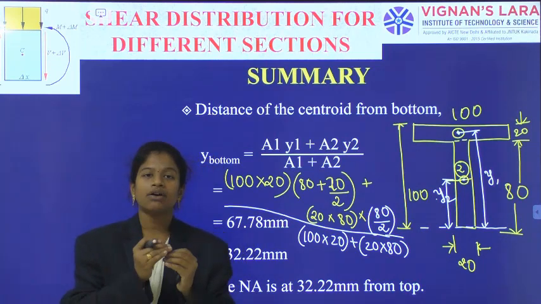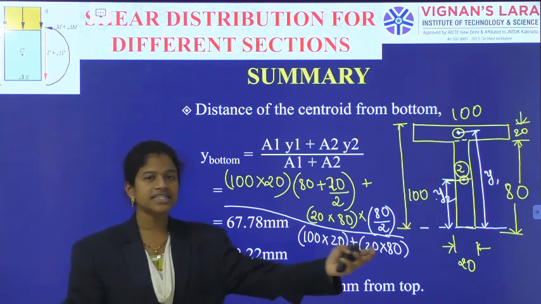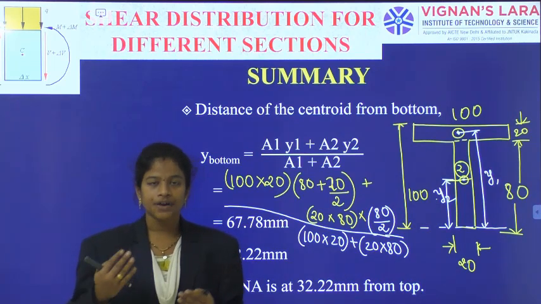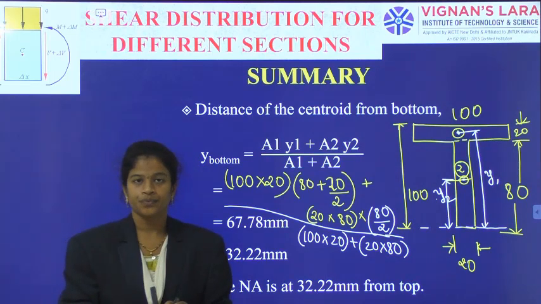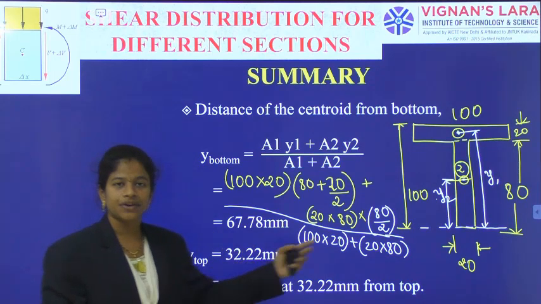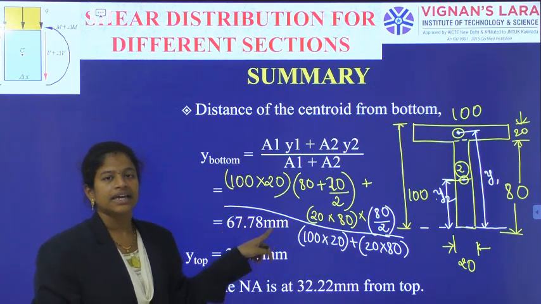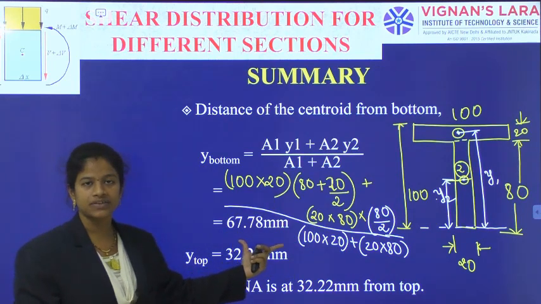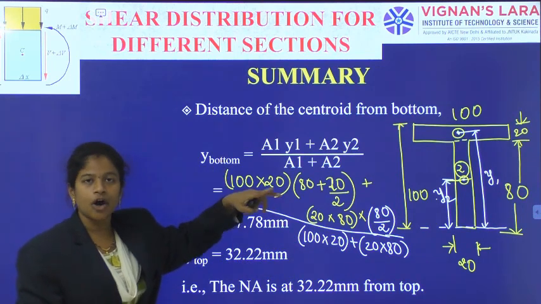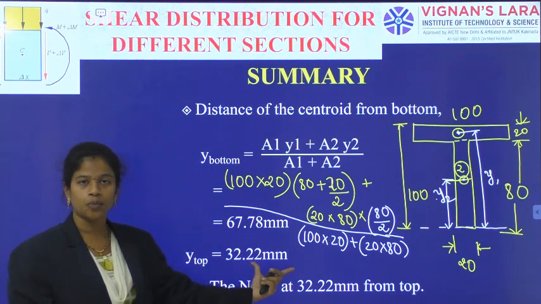But what we should give is the position, from which reference it is. For example, if I say 5 kilometers, it is from our college, that is 5 kilometers. Like that, the reference we should give. This reference is given from the bottom. From the bottom axis, the center of gravity, or centroid of the area, is located at 67.78 mm. Similarly, from the top, 100 minus 67.78 is equal to 32.22.